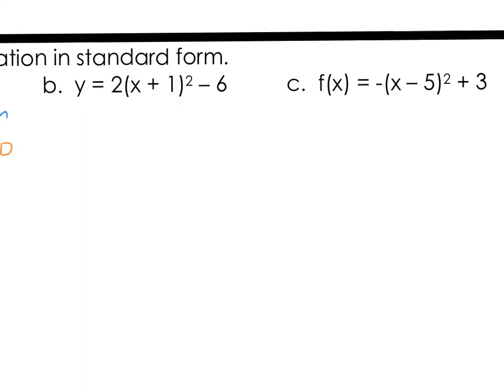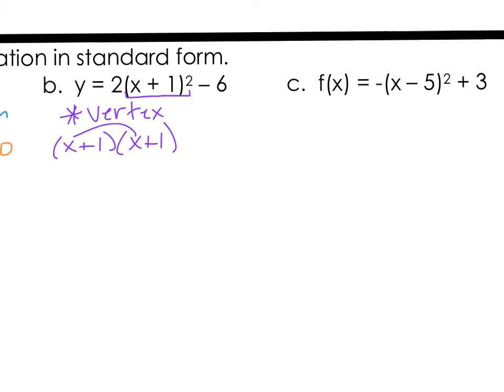Let's take a look at example B. Y equals 2 times parenthesis x plus 1 squared minus 6. This is an example of a quadratic function in vertex form. The first thing that we're going to do is take the parenthesis and write it out twice to FOIL it. So I'm just going to write x plus 1 and x plus 1 side by side.